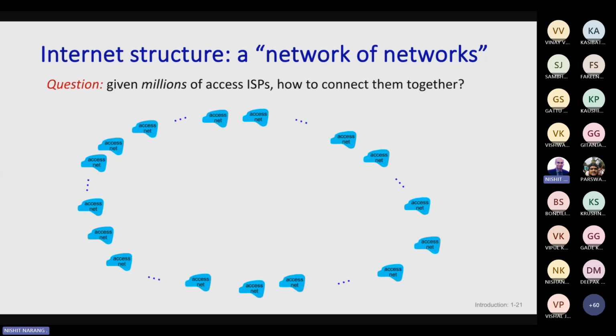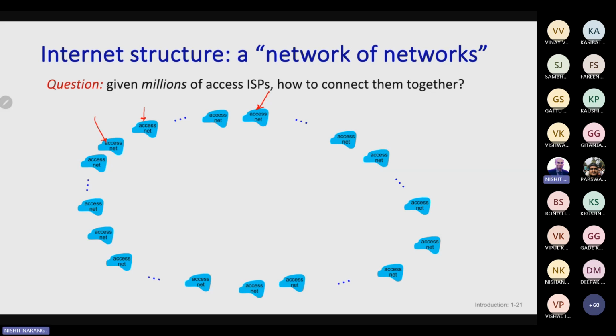Now, if we look at the internet structure, okay, we are saying it's a network of networks. So essentially, there are access networks all across the globe. My home network is an access network. My office enterprise network is an access network. The mobile network that I connect to is an access network. Now, all of these access networks, we are saying the ISPs are helping connect together. That's how the internet is forming.